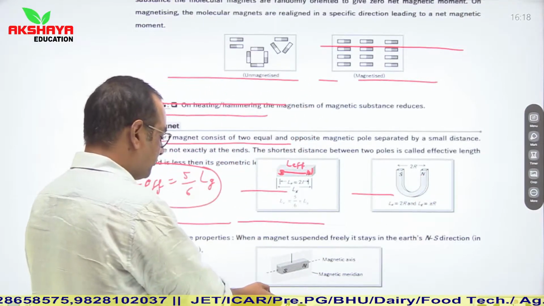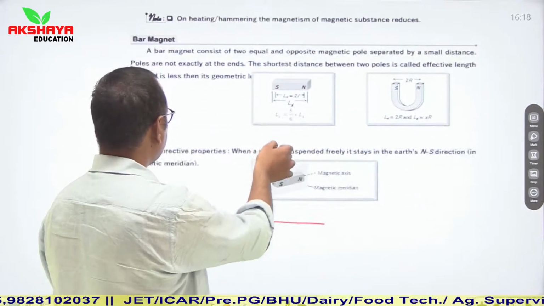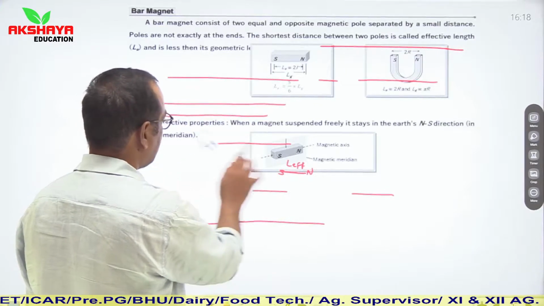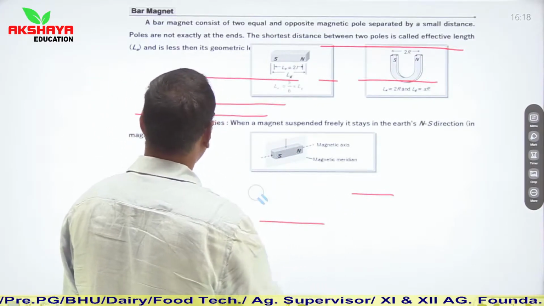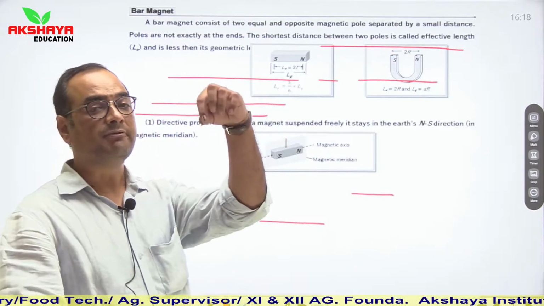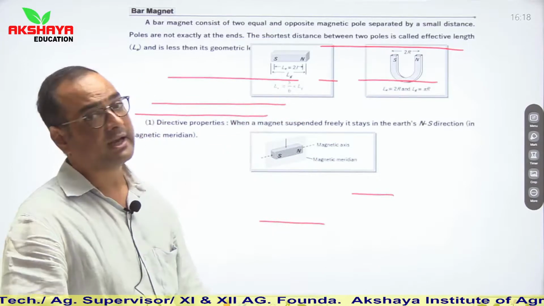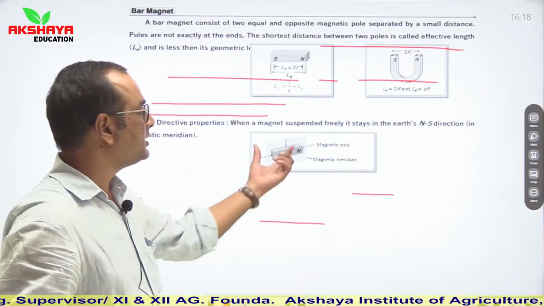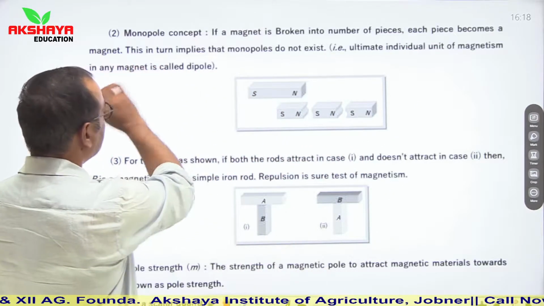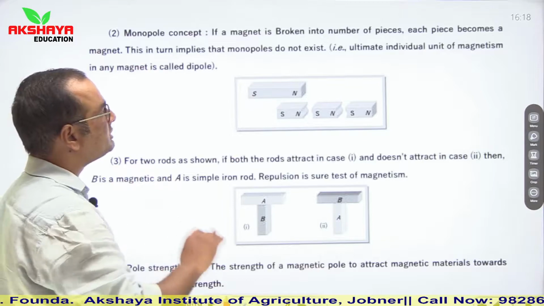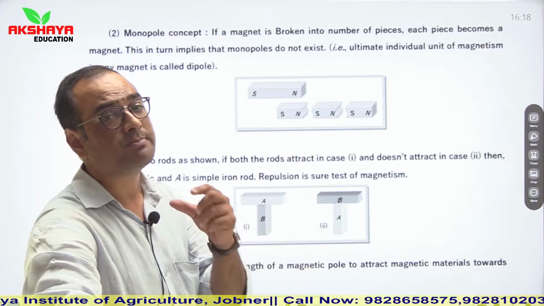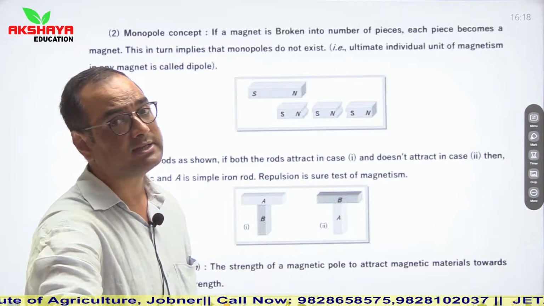Now let us talk about a few properties of a bar magnet. The next property is the directive property. Whenever any magnet is suspended freely, it stays in Earth's north-south direction, so it shows the directive property. Similarly, we have the monopole concept. Whenever any magnet is broken into pieces, each piece of that magnet behaves as a new magnet.